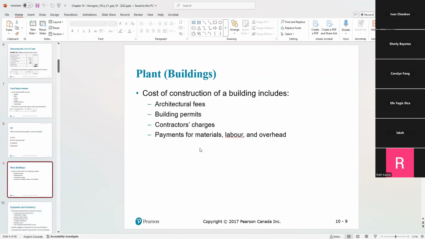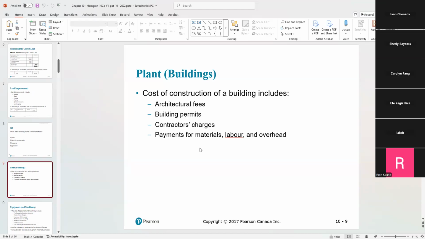Now let's see the other category of plant, which is building. In general, you have two options here. Either you're going to buy a building which has already been built, or you're going to start from scratch. If that's the case, then you have to do construction of the building. For the construction of the building, what will be the cost of the building then?